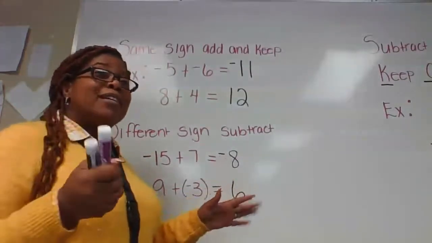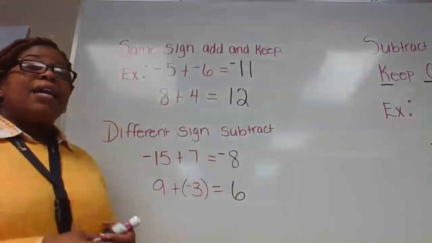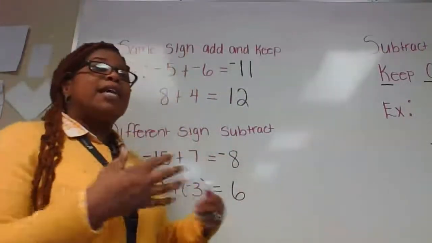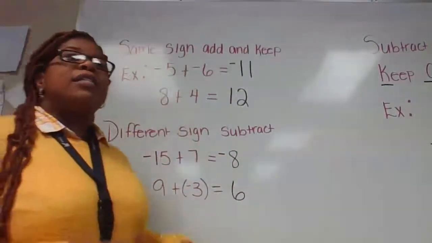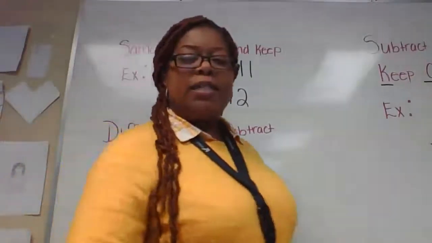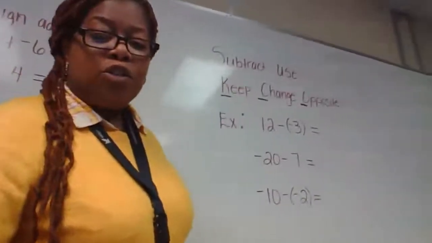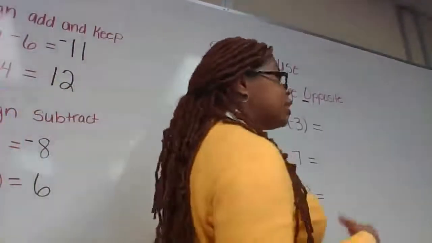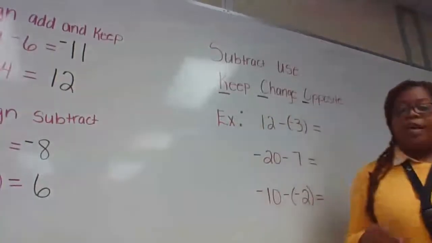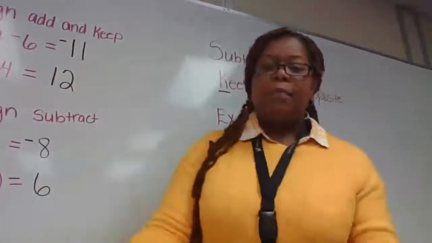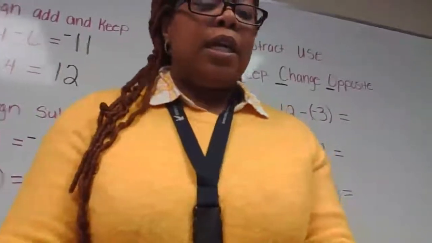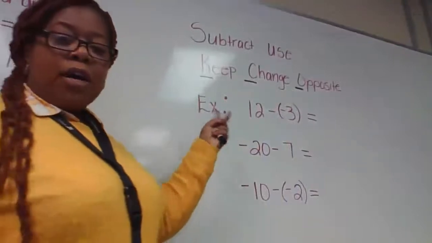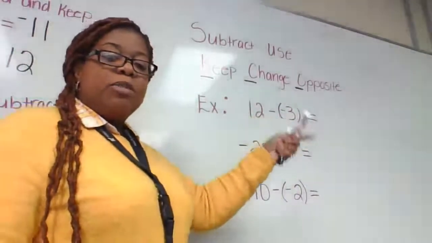Any questions? So when we are adding, remember this is for adding only. So we're adding: same sign, add, keep; different sign, subtract. Take the sign of the larger number, then you'll be exact. And then we move on over to subtracting, right? When we subtract integers, the rules change. This is when we do what we know as keep, change, opposite. Keep, change, opposite. Or what you all also call KCO. We do keep, change, opposite.